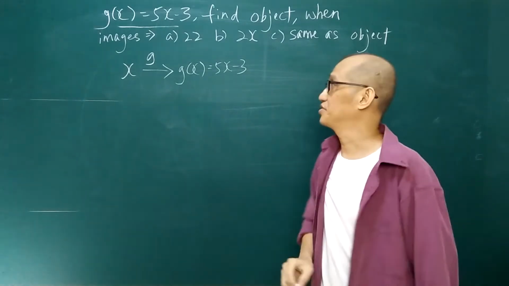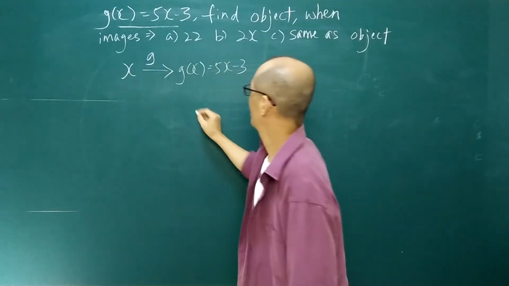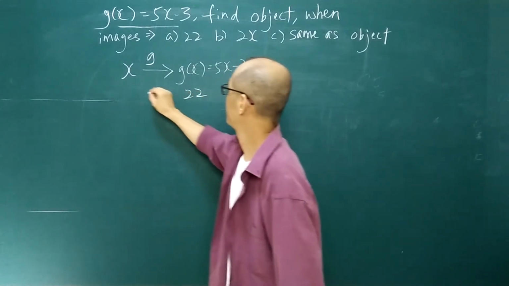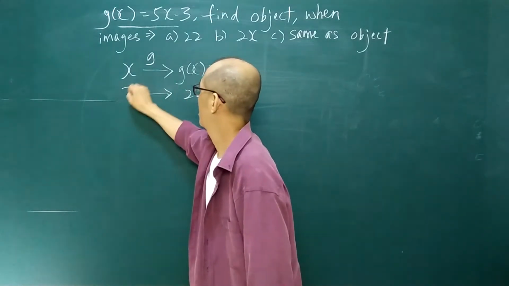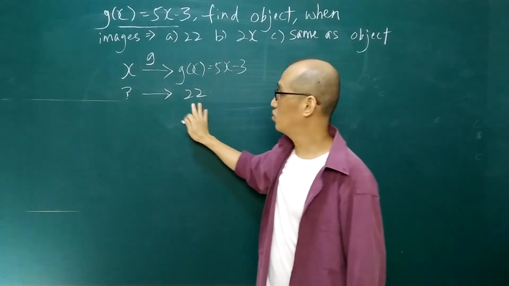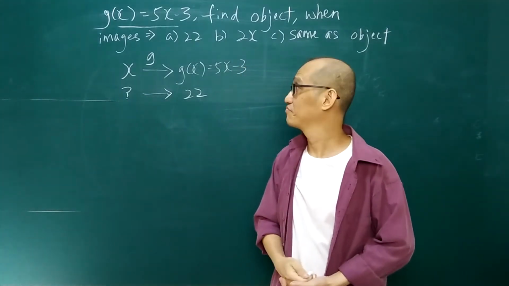Now the question is this. When the image is 22, so here, when the image is 22, what is the object here? When image is 22, what is the object here? That is what we want to find.